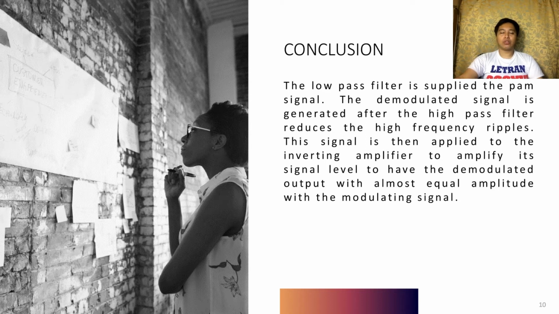PAM, or pulse amplitude modulation, is used in the Ethernet network, which is used to connect two systems and used to transfer data among these systems. In conclusion, pulse amplitude modulation or PAM is used in Ethernet communications. This modulation technique is mostly used in digital data transmission and applications, replaced by PCM or PPM.